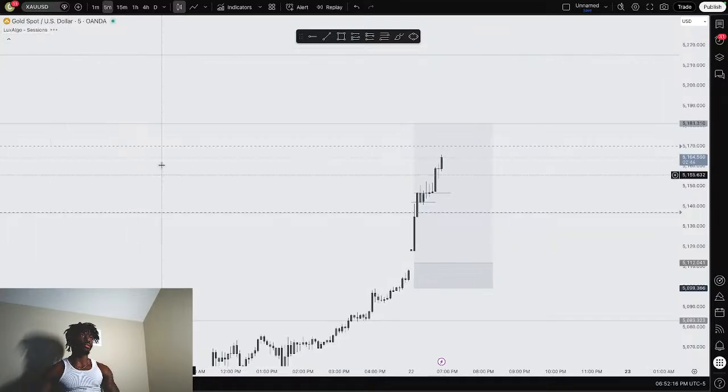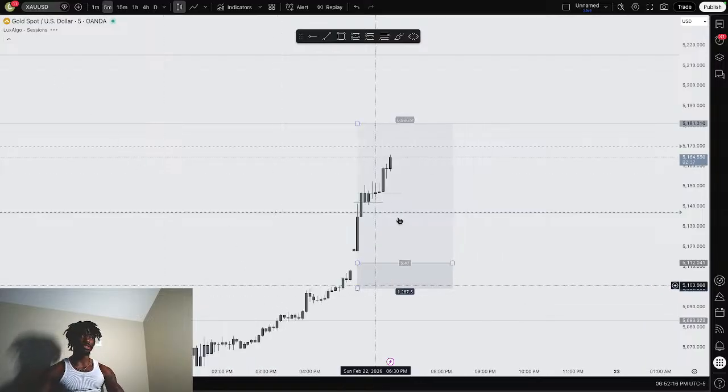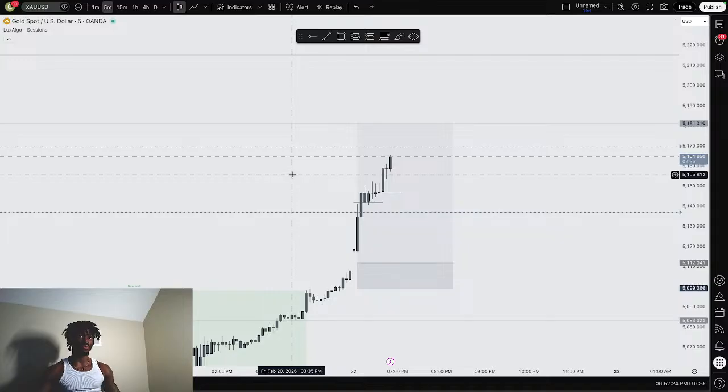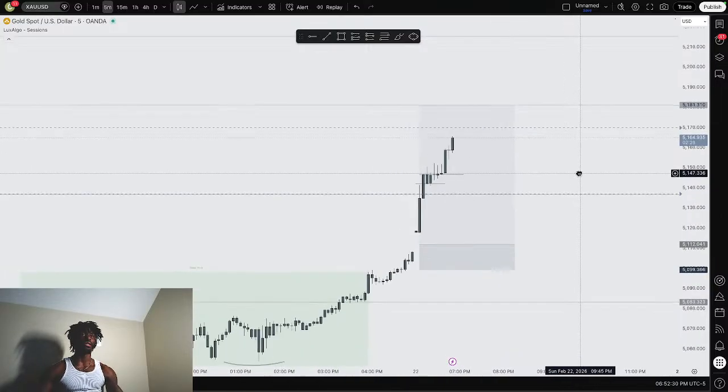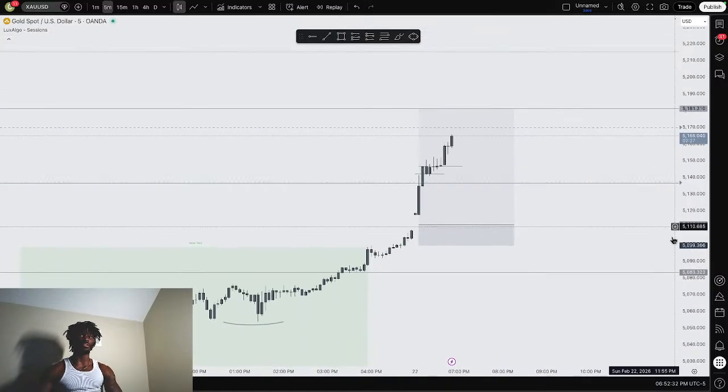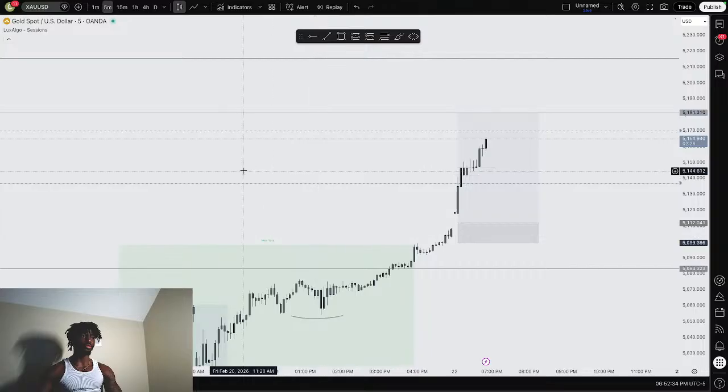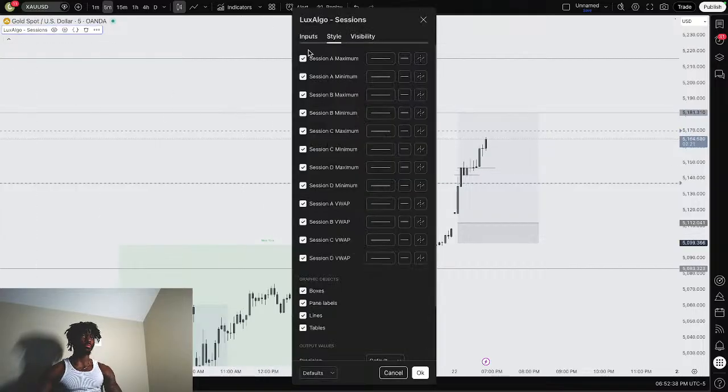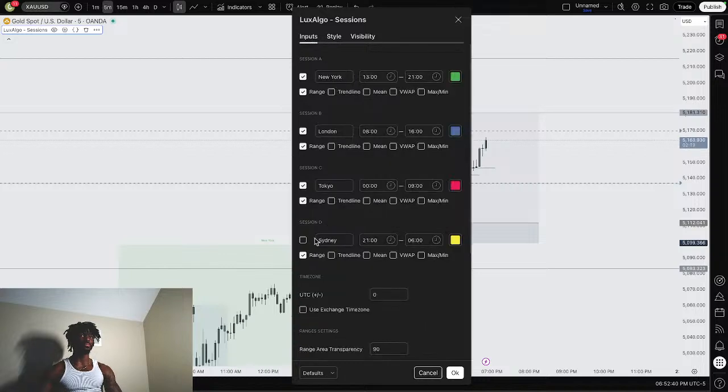Just from my observing and studying gold and learning gold, gold moves at least 100 pips every session. Asian, London, New York, it doesn't matter. Gold moves a minimum of 100 pips each session.